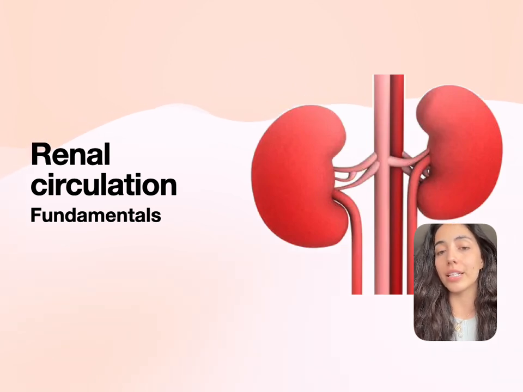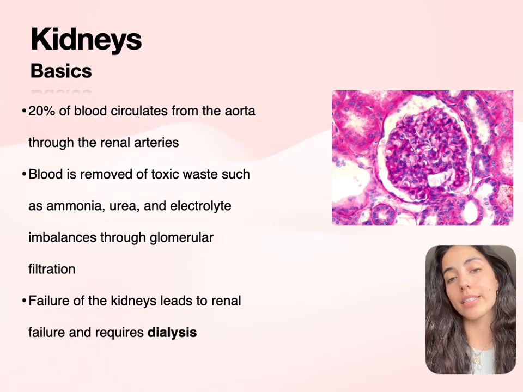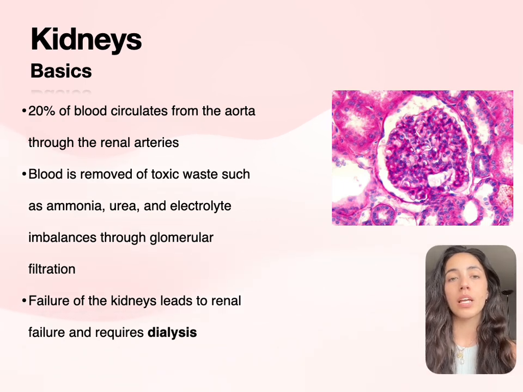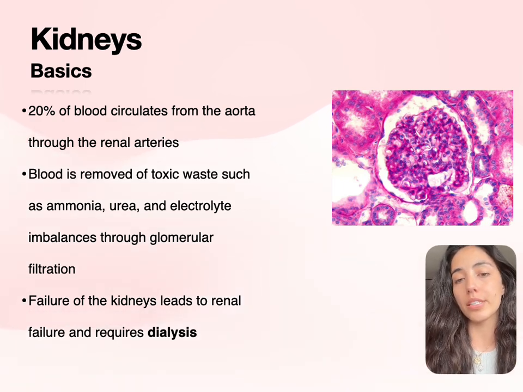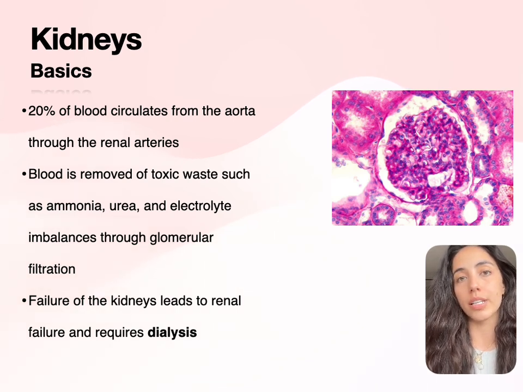The kidney is a very densely innervated organ, and therefore, due to its input of receiving around 20% of the blood circulating from the heart, it's going to have a very good gauge of what a patient's blood volume status is. The kidney's function is to remove toxic waste such as ammonia, urea, as well as other electrolyte imbalances. And in the case of chronic kidney disease or other conditions such as acute kidney disease in the context of poisoning, there may be a need for patients to undergo dialysis.